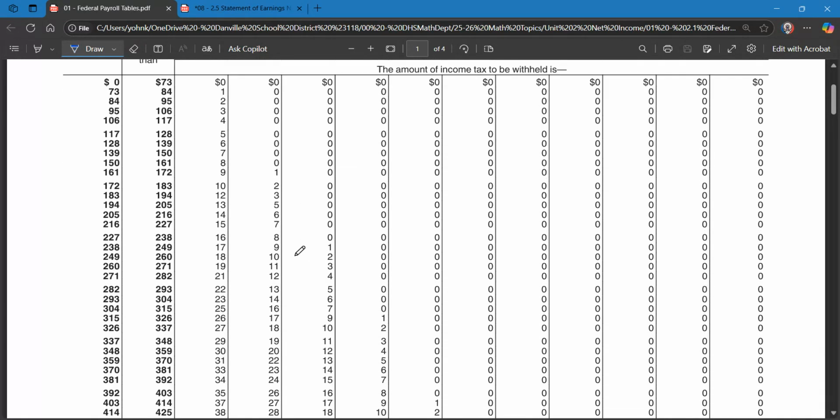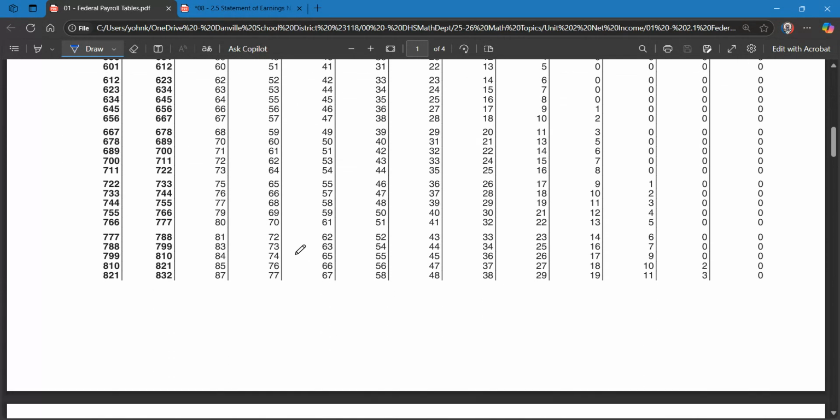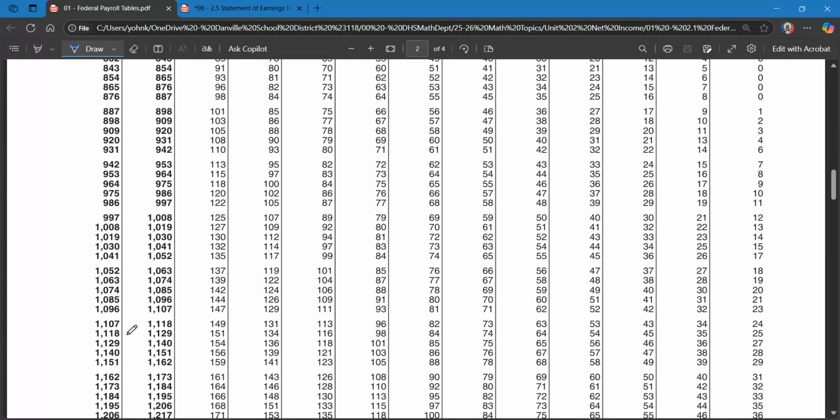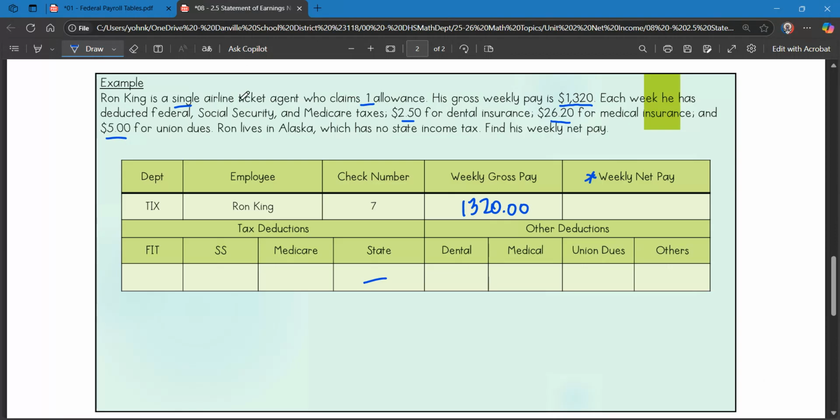Okay, we're on the single page. $1,320. That's going to take us to the back. $1,320. Nope, keep going. $1,320. Right here. $1,320. It said he had one allowance, zero allowance, one allowance is $177. So our federal income tax is $177.